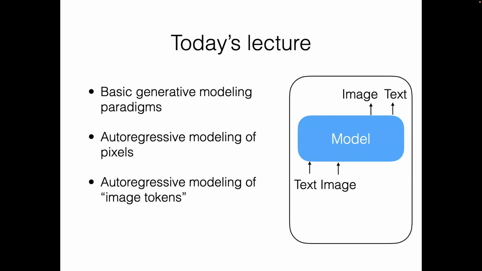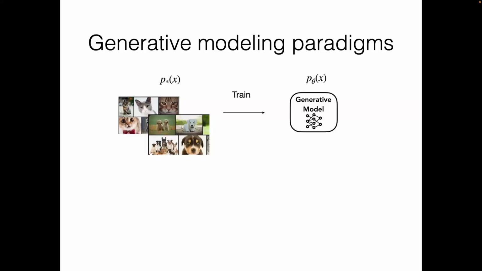We'll talk about trying to use them to directly model pixels, and then to instead model these image tokens. Then later we will talk about other paradigms, so not autoregressive modeling. But actually, I'll start off with introducing these different paradigms just so you see how this autoregressive modeling fits in.